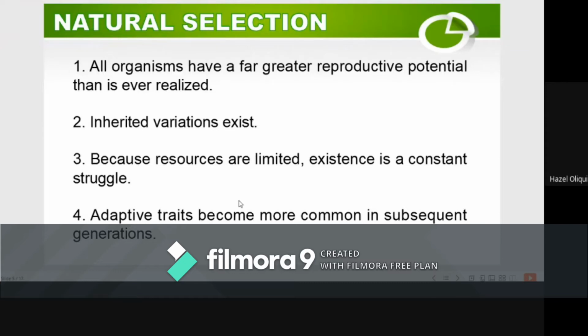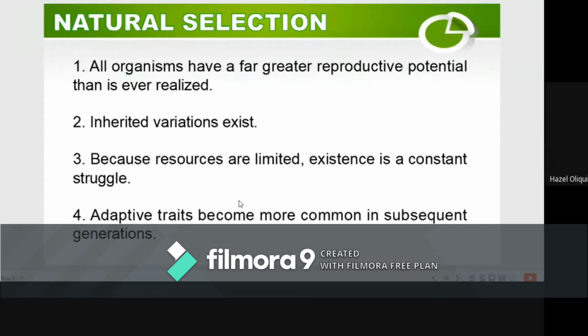Fourth, adaptive traits become more common in subsequent generations. Because organisms with maladaptive traits are less likely to reproduce, the maladaptive traits become less frequent in a population. With these ideas in addition, Darwin's theory explained how some animals, such as the ancient South American horses, could become extinct. Natural selection, according to Darwin, occurs when populations of organisms are subjected to the environment.